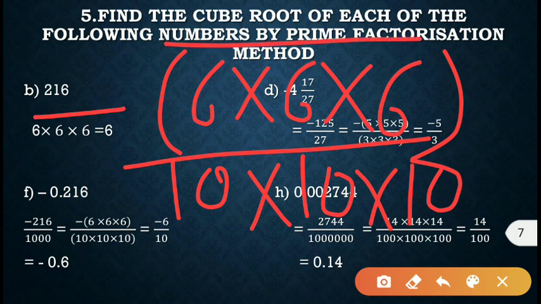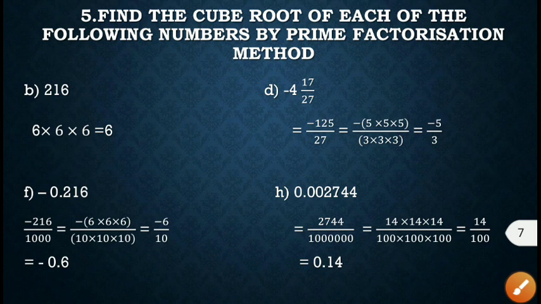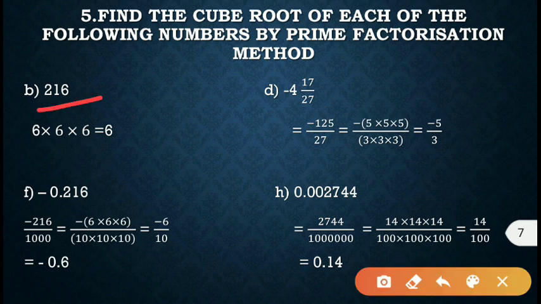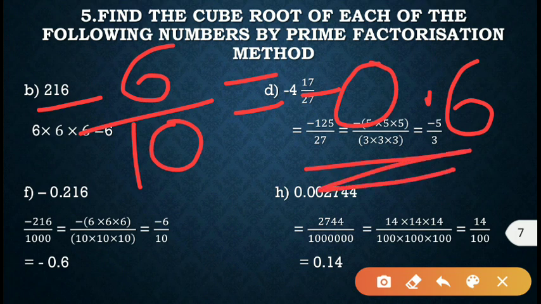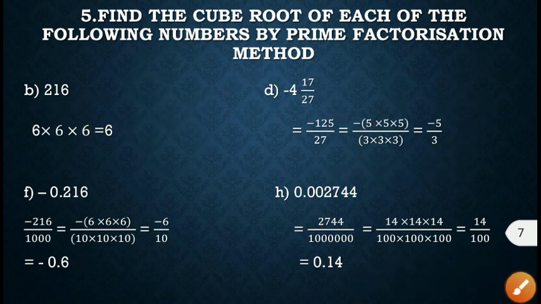So this is the one pair, this is the one pair. From the numerator you will write only one time 6, and from the denominator write only one time 10. And minus will be as it is, means minus 6 upon 10. Minus 6 upon 10 can also be written as minus 0.6. Minus 0.6 is the answer.